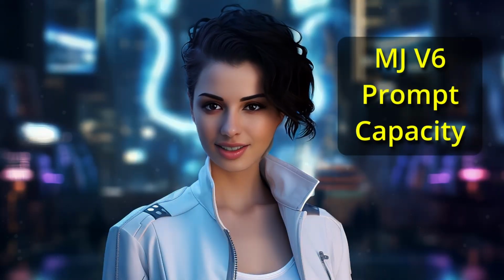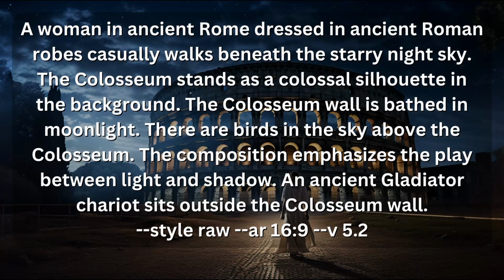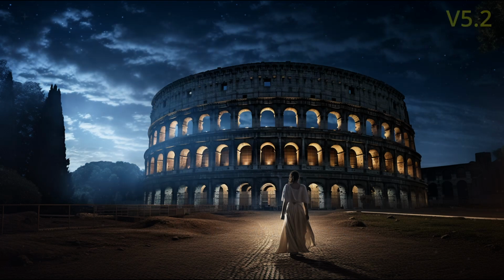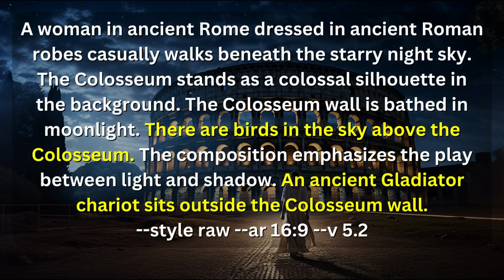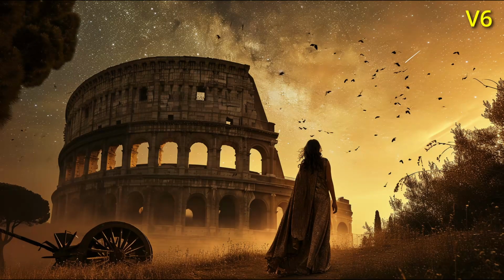Let's talk about the V6 capability to process more words in a prompt. Prior to version 6, the first 15 to 20 words of a prompt guided most of the image results. Here we have an image rendered for a Roman Colosseum scene, as interpreted by version 5.2. Notice that the birds and the chariot, called out in the prompt, are missing from the image due to 5.2's limited capability. Here's an image produced by version 6 using the same prompt.